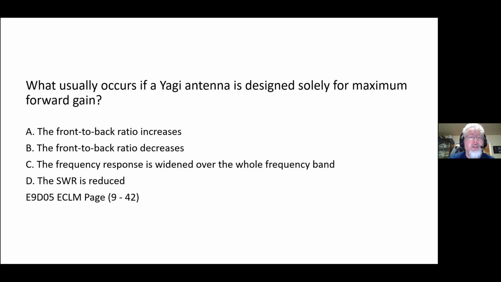What usually occurs if a Yagi antenna is designed solely for maximum forward gain? A, the front to back ratio increases. B, the front to back ratio decreases. C, the frequency response is widened over the whole frequency band. Or D, the SWR is reduced. Bravo is correct. The front to back ratio decreases.